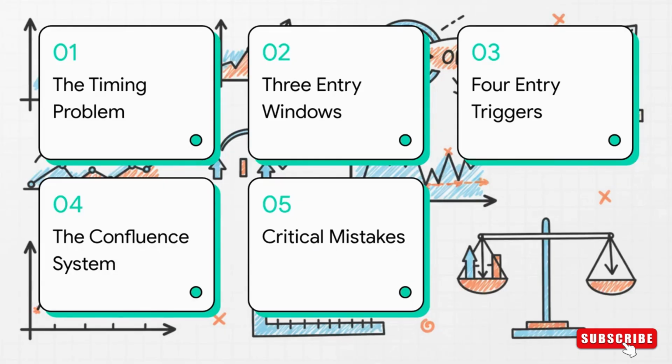So here's our game plan. First, we're going to really define this timing problem. Then we'll build our solution, layer by layer. We'll start big with 3 daily entry windows, then zoom in with 4 super precise entry triggers. After that, we'll combine everything into what's called a Confluence system. That's the real power play. And finally, we'll cover the critical mistakes you absolutely have to avoid.